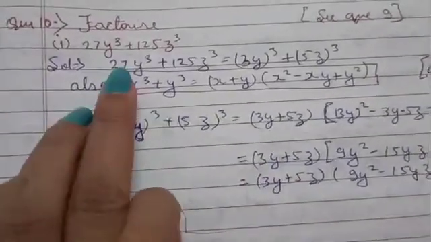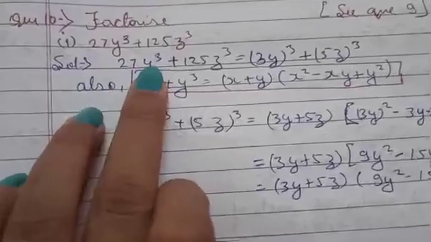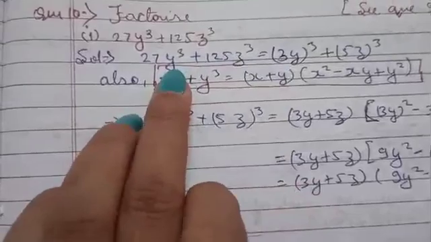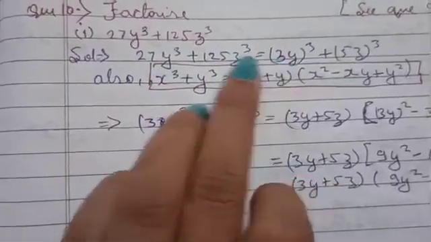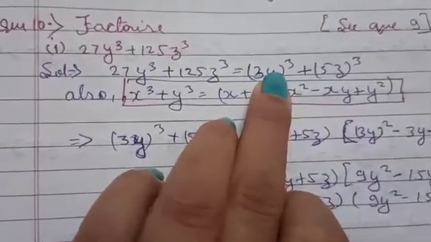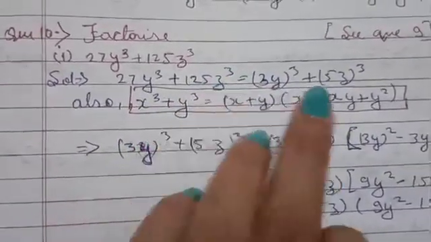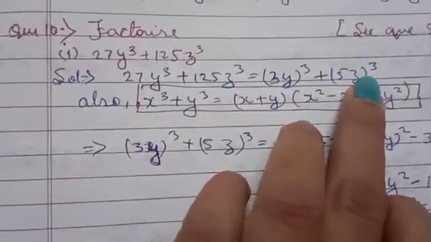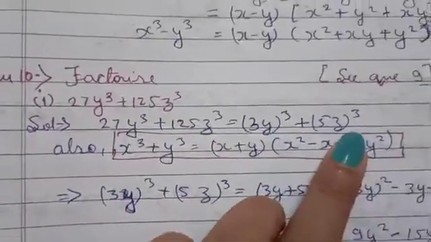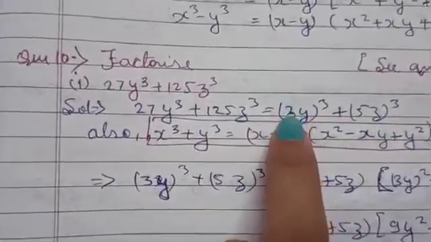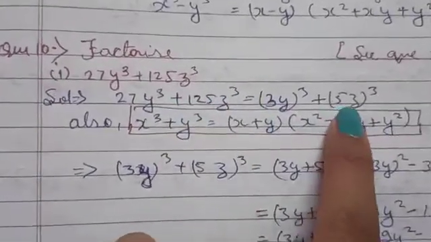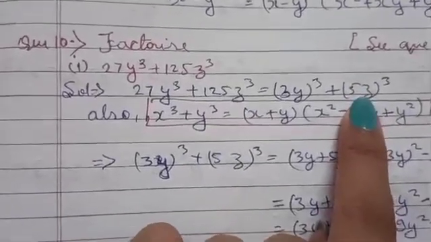Okay, so you can clearly see that 27y cube plus 125z cube can be written as: 27 is cube of 3 and y cube is cube of y. So 27y cube can be written as 3y whole cube. And 125z cube is 5z whole cube, because 125 is cube of 5 and z cube is cube of z. Understood? So for this expression, the value of x is 3y and the value of y is 5z, isn't it?